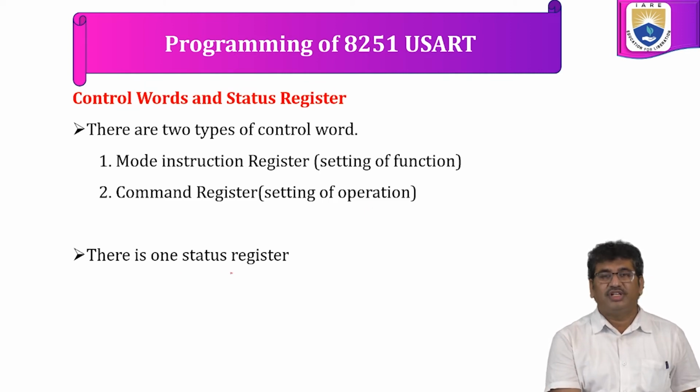There is one more register which is the status register. The status register is always read by the processor. The processor does not have any write permission to the status register. Whereas for these two registers, the processor will write data into them. The processor cannot read these two registers. So for these two registers, write permission will be there. For the status register, read permission will be there for the processor.